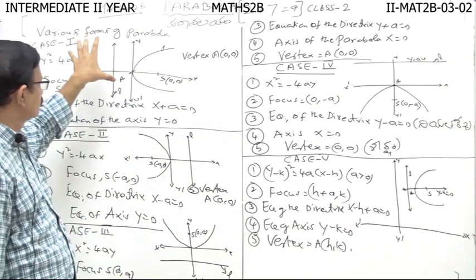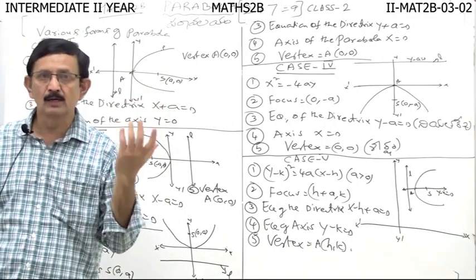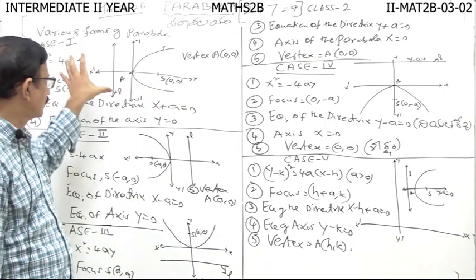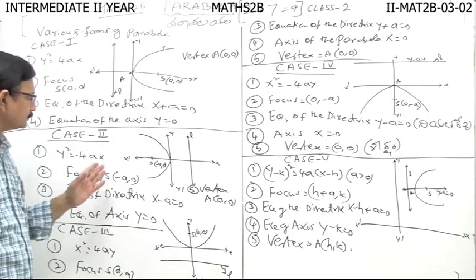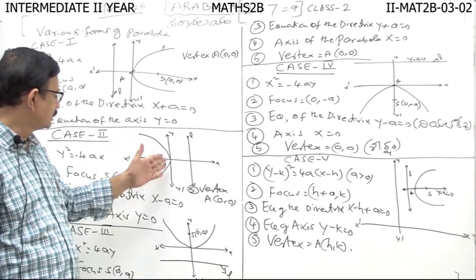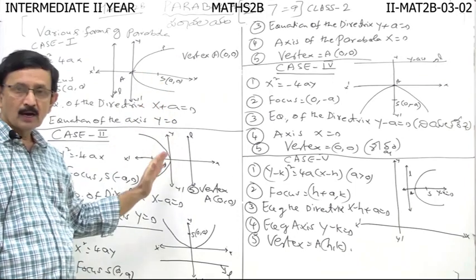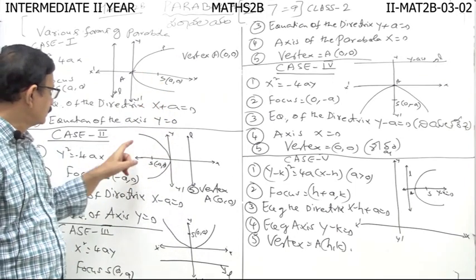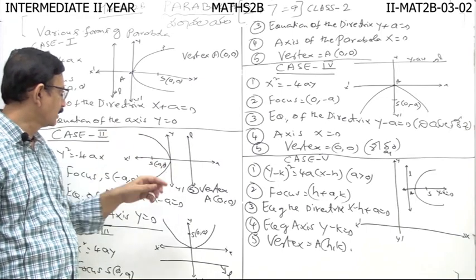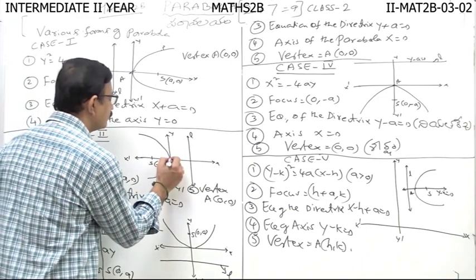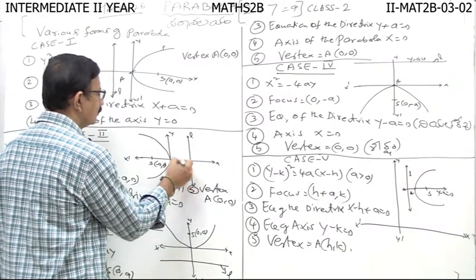So what you have to remember, the important point, is that the parabola is symmetrical about the x-axis. This comes under case 1. Next one is case 2. See here, this figure is symmetrical about the negative x-axis. This is the positive side and this is the negative side. So this is the parabola, the focus, and this is the directrix. And this we can take as the vertex, (0, 0).